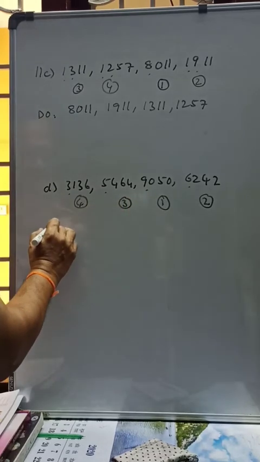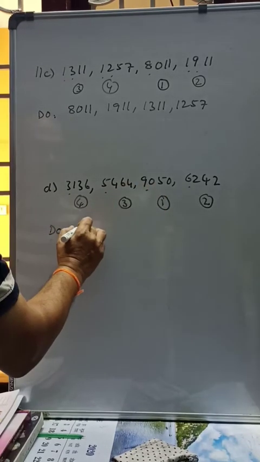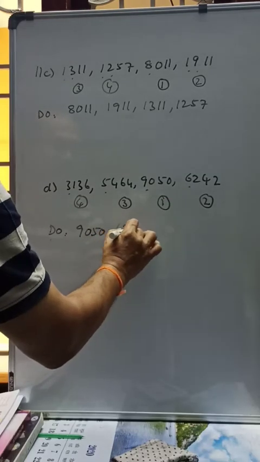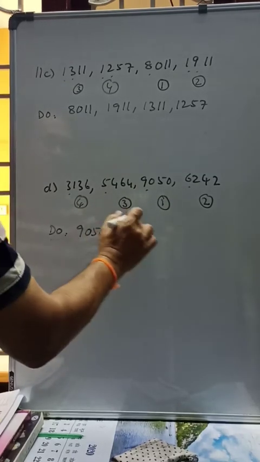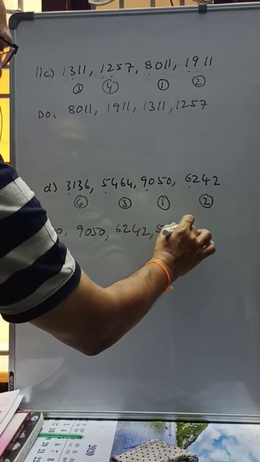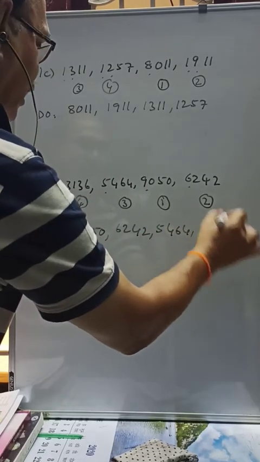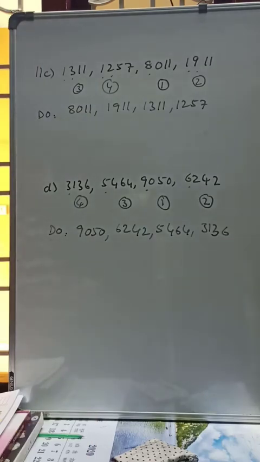First number is 9050, second number 6242, third number 5464, last 3136. With that, the 11th sum is completed.